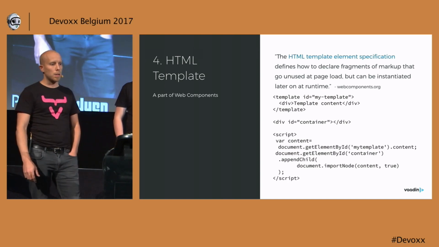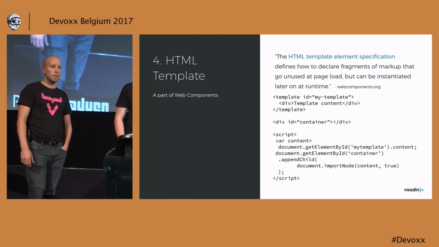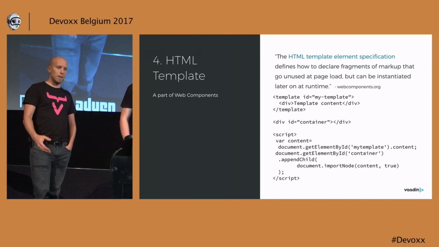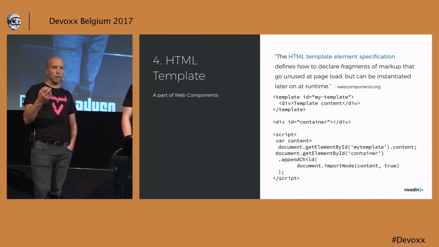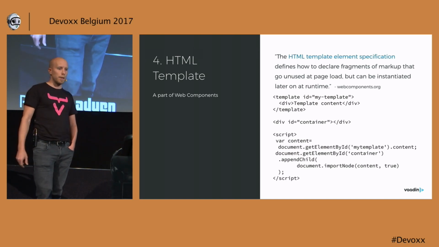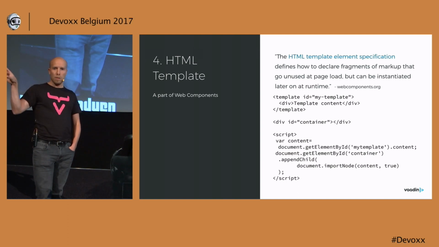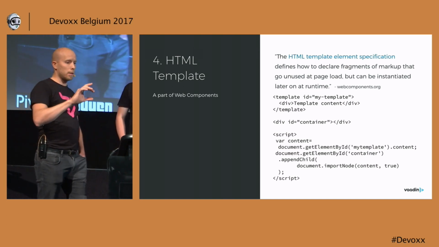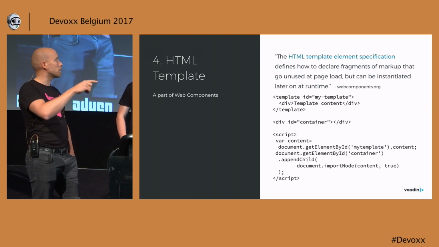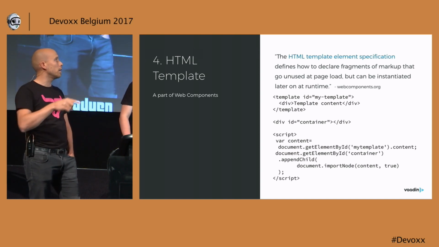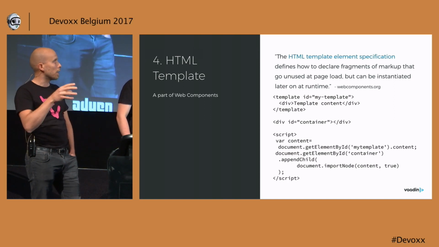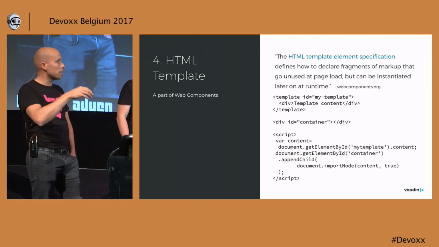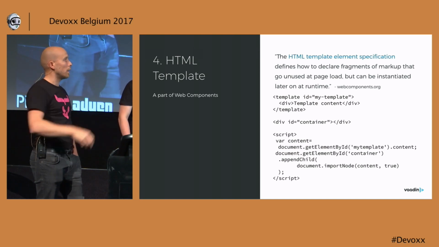Then HTML template is something that some people like to use, but you don't actually need it. It contains the template tag, which is actually just a tag which is not rendered anywhere. And then you can define some structure there. It can also contain other web components if needed. And then you can use this template inside your application. So in this code snippet, there is this container div, and then there is some JavaScript where we take the template defined earlier and then replicate that template into the element.